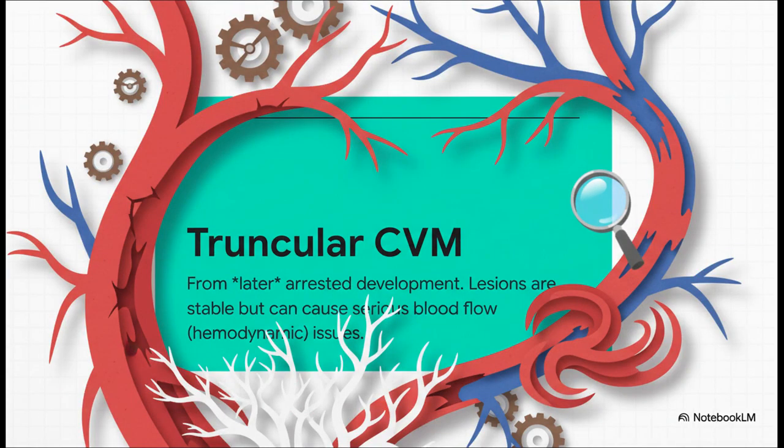Now, on the flip side, you have truncular lesions. These happen when development stops later, as the major trunks of the vascular system are forming. So the good news is, these are more stable. They won't grow back. But, and this is a big but, because they affect the body's main pipelines, they can cause much more serious problems with blood circulation, what doctors call hemodynamic issues.